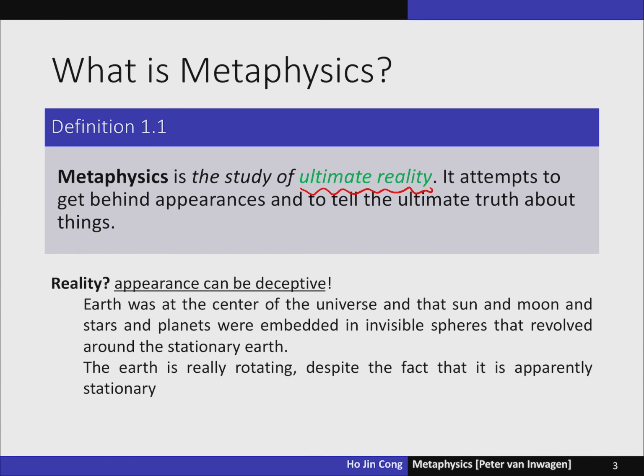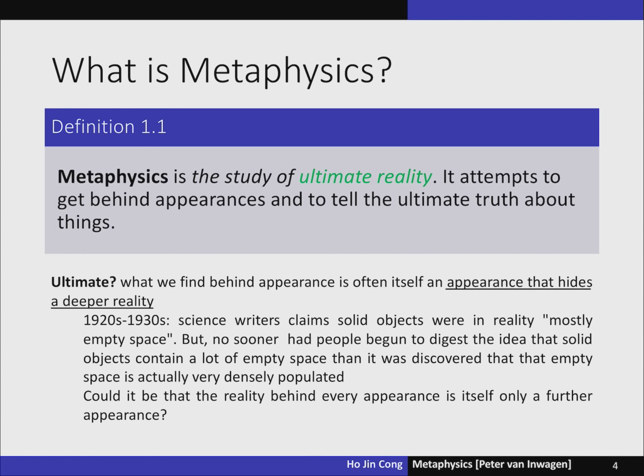Because what we find behind appearance is often another appearance that hides a deeper reality. For example, in the 1920s to 1930s, science writers claimed that solid objects were in reality mostly empty space. But no sooner had people begun to digest the idea that solid objects contain a lot of empty space than it was discovered that this empty space is actually very densely populated.